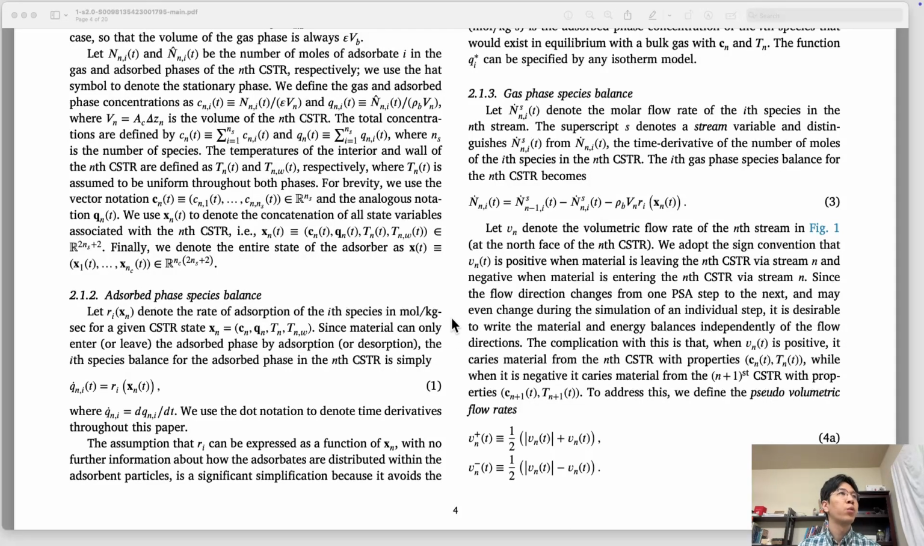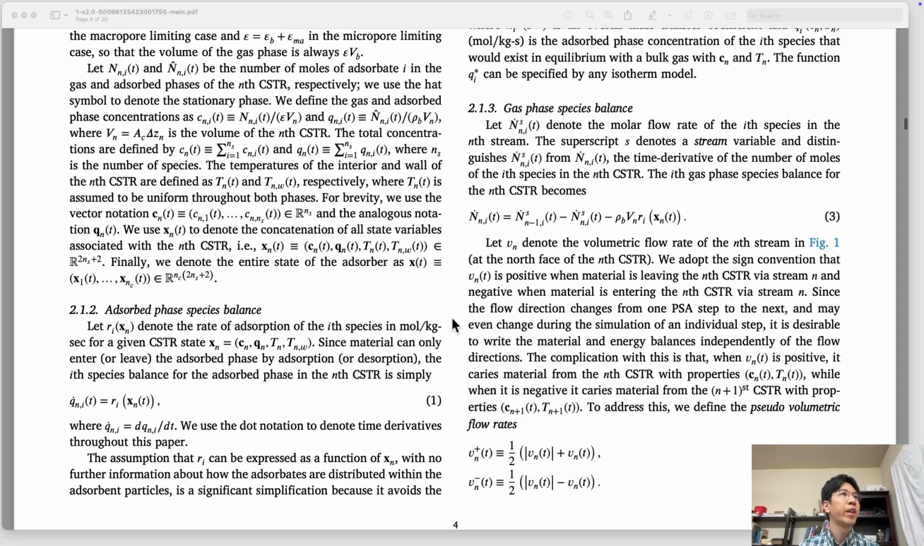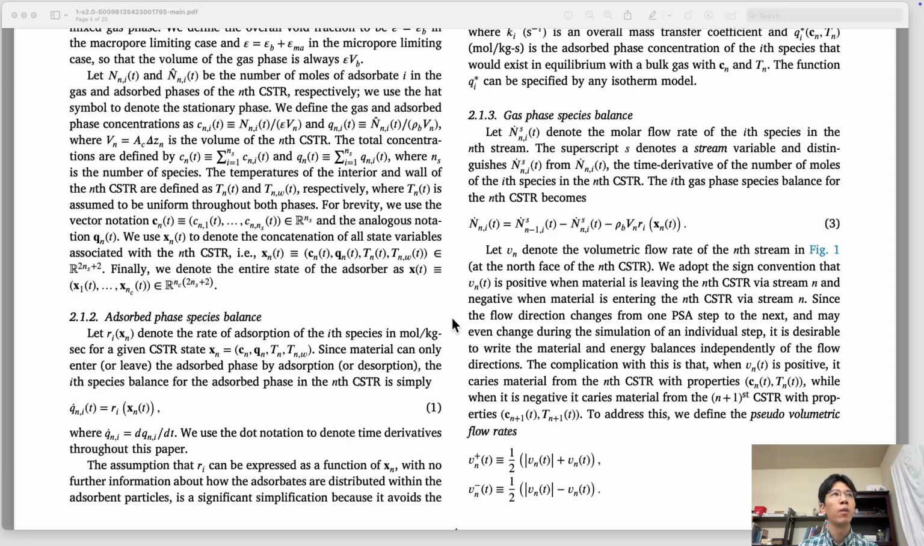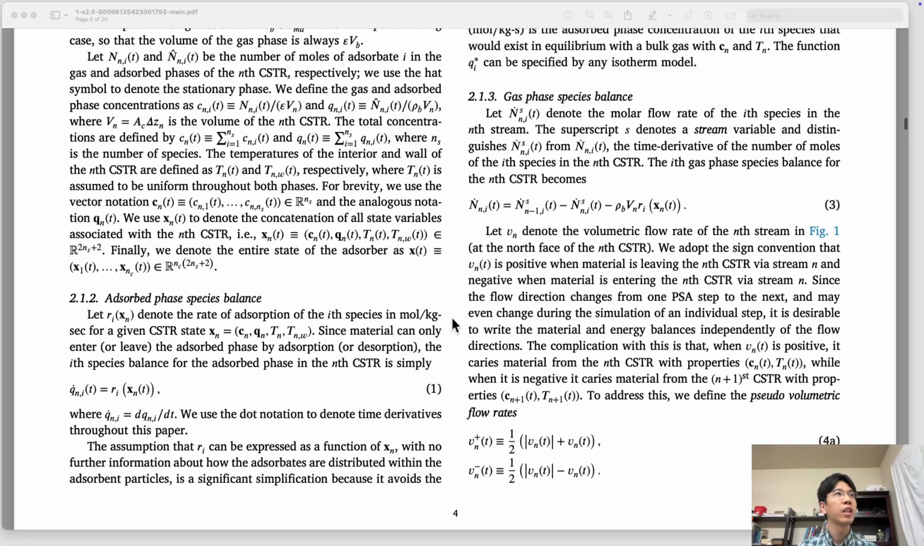One of the first things we need to get started with is mass balance equations, right? So it comes from conservation of mass. So, things are neither created nor destroyed, right? And another part is energy balance, which is based on conservation of energy. But let's actually talk about the adsorbed phase species balance, right?